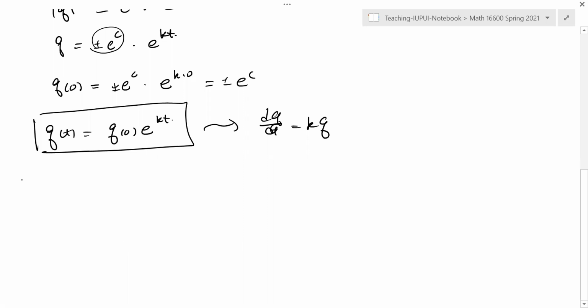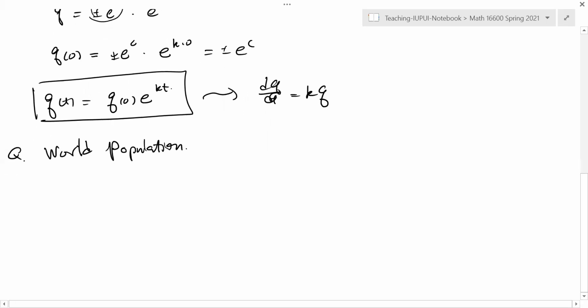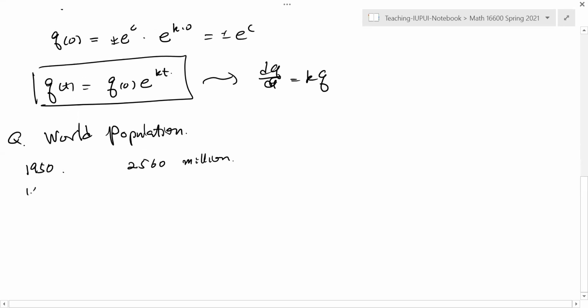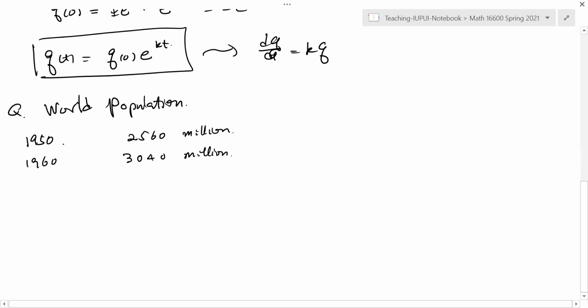Okay, so let's try to solve a problem. This is about world population. When you do some analysis on historical data, you find out in 1950, there were 2,560 million people on Earth. But in 1960, 10 years later, 3,040 million people. So clearly it's growing.